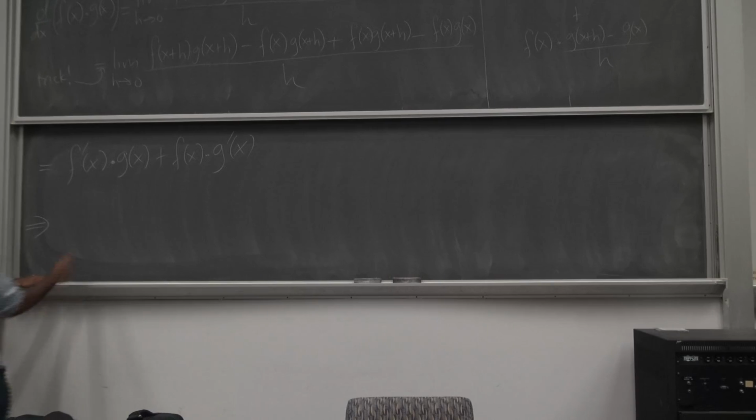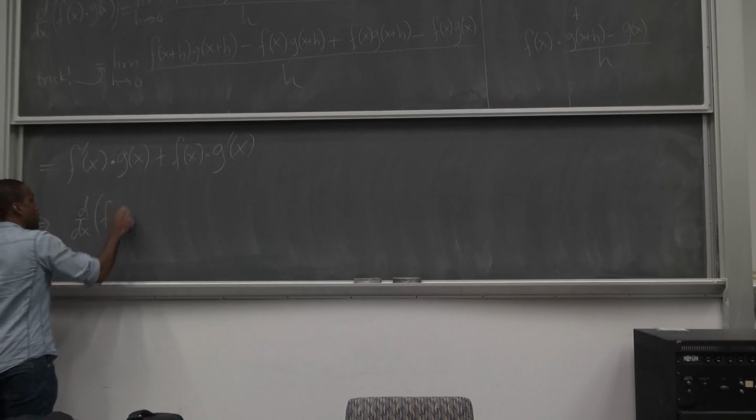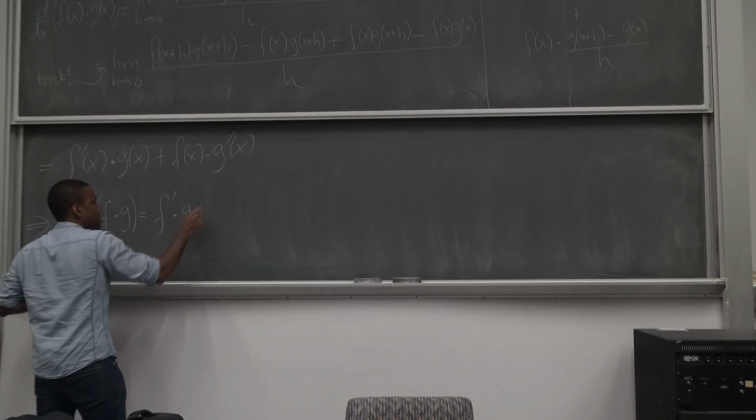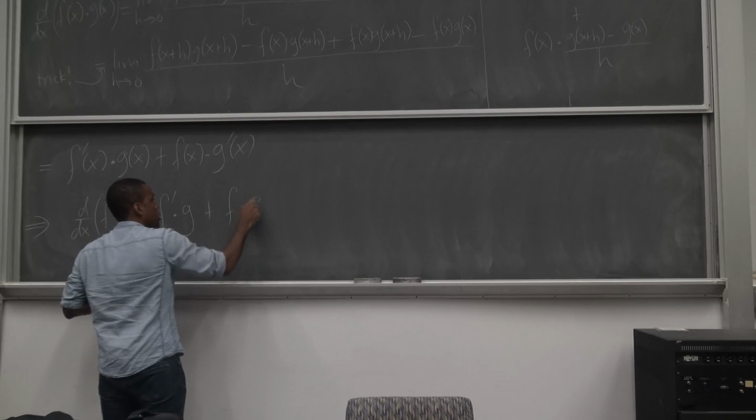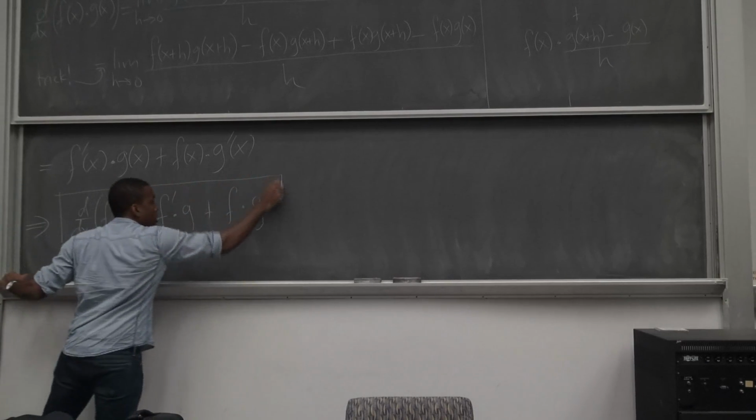This gives us another rule. The derivative of a product of functions is the derivative of the first times the second plus the first times the derivative of the second. f prime times g plus f times g prime. This is called the product rule.